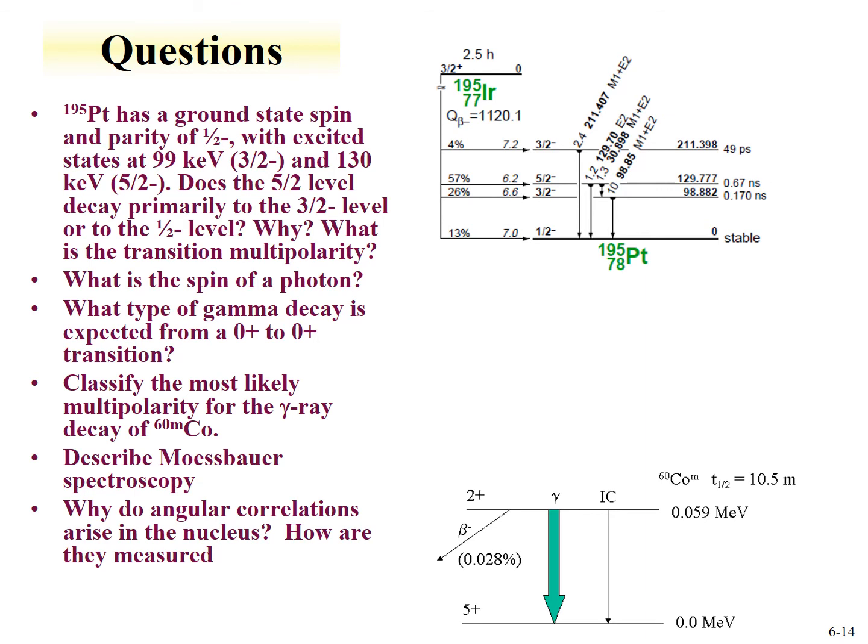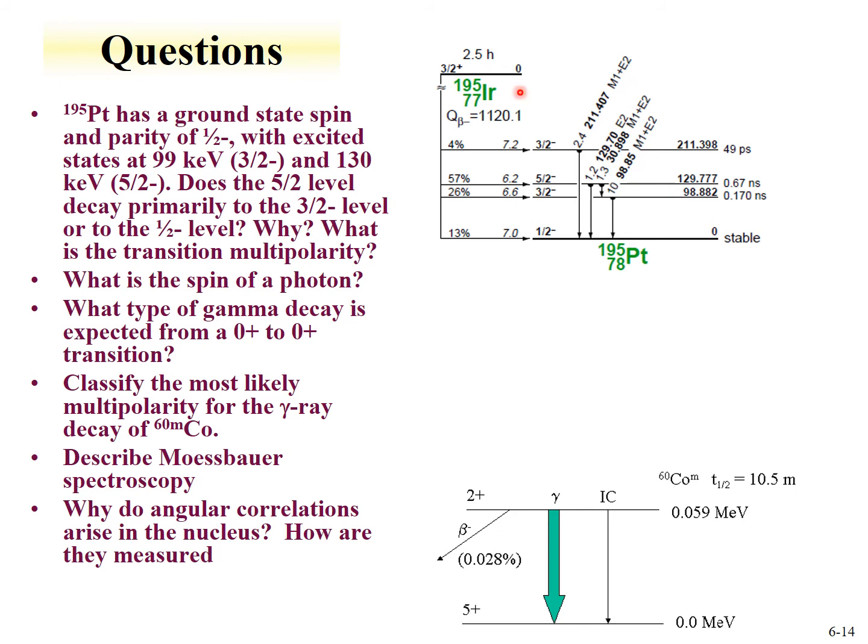Some questions that you'd expect to answer about gamma decay are posed here. For instance, if one looks at platinum 195, the ground state has a spin of 1/2 with negative parity, and there's two excited states that we'll show here, one at 3/2 minus at around 99 keV above the ground state, and another excited state about 130 keV above the ground state of 5/2 minus.